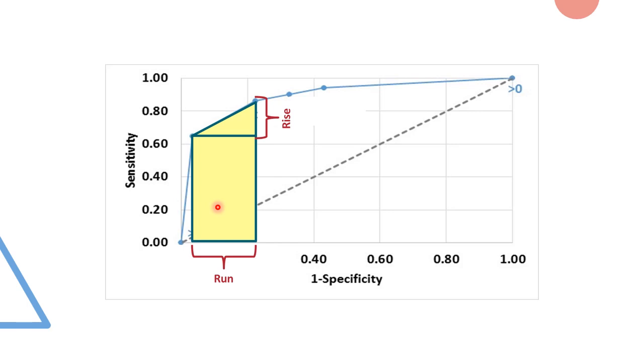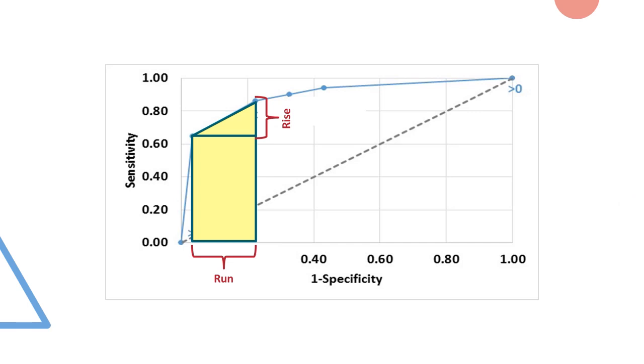The run, which is going to be the difference in the x's for the trapezoid, and the rise is going to be the difference in the y's. So in order to calculate the area of the triangle, on top is going to be rise times half of run. And then in order to calculate the rectangle is going to be run times the minimum height of the trapezoid.